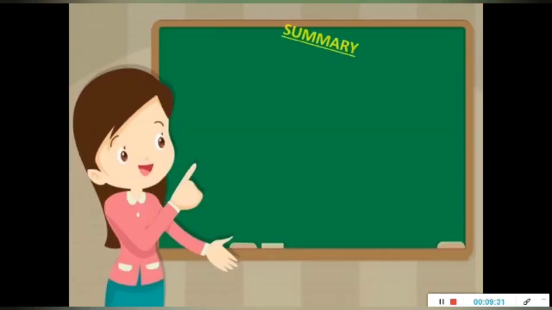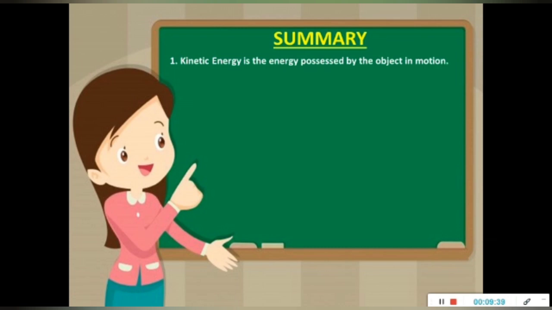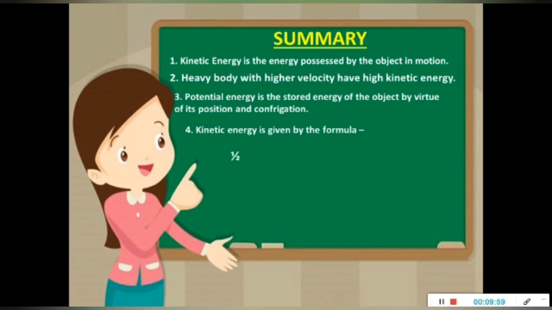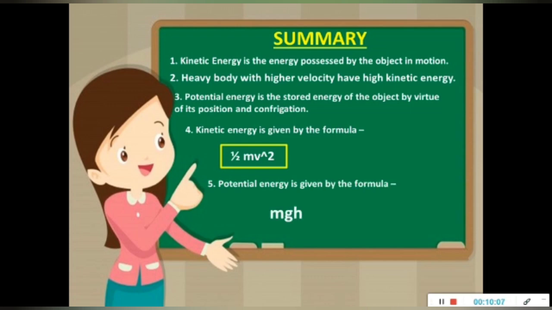Now let's summarize the chapter. First, kinetic energy is the energy possessed by an object in motion. Second, a heavy body with higher velocity has high kinetic energy. Third, potential energy is the stored energy of an object by virtue of its position and configuration. Fourth, kinetic energy is given by the formula half mv square. Fifth, potential energy is given by the formula mgh.